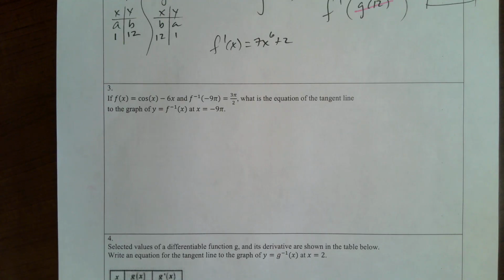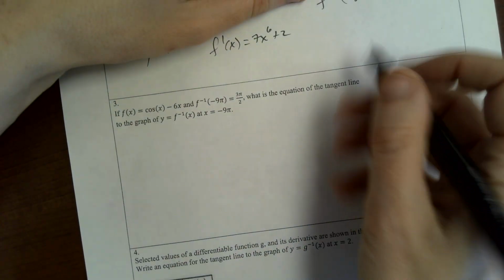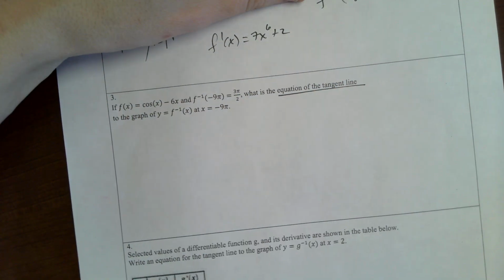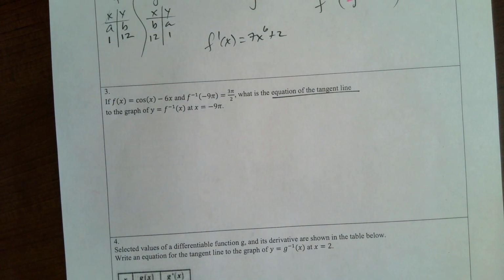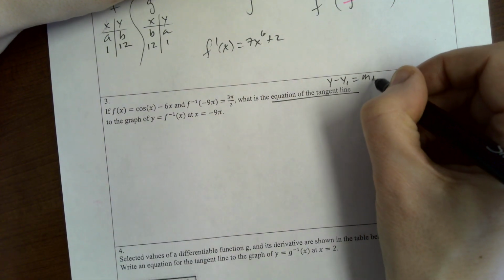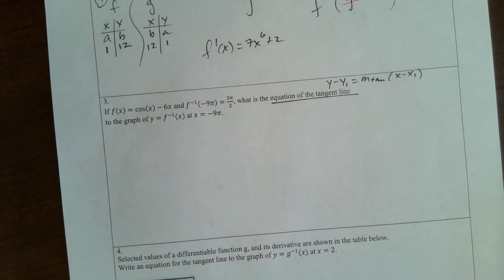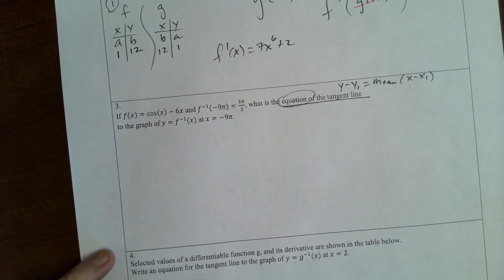Okay, so first of all, they're just using the inverse notation throughout. Let me take note of this. Equation of the tangent line, not the slope. The slope of the tangent line, we would just need the derivative. But for the equation of the tangent line, you're going to need y minus y1 equals m tan times x minus x1. So you're going to need that.